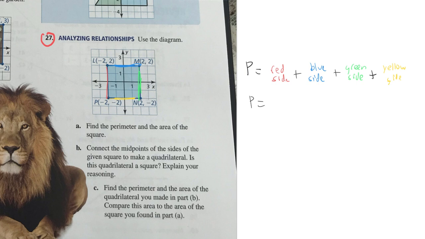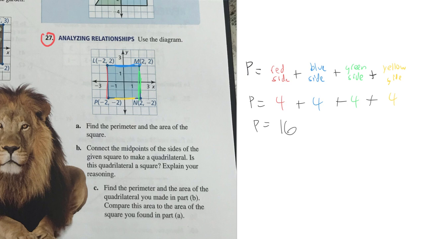So we have P equals the red side. Well, what is the red side? The red side is, and they do say it's a square, just 4 units long, right? Now here's the deal. Since it's a square, we already know all of the side lengths are going to be 4, right? They're all going to be 4. So at that point, we're looking at 4 plus 4 plus 4 plus 4, that's 16.